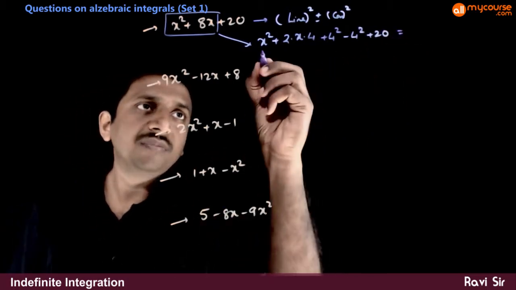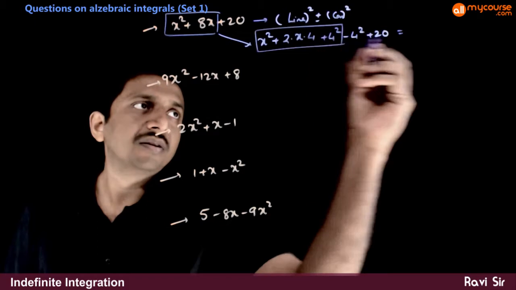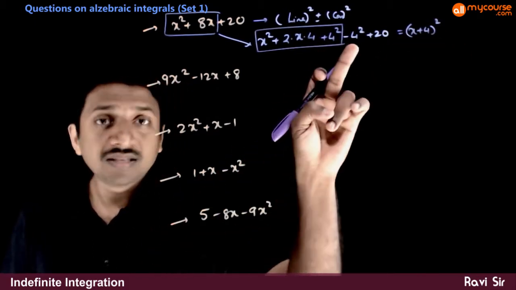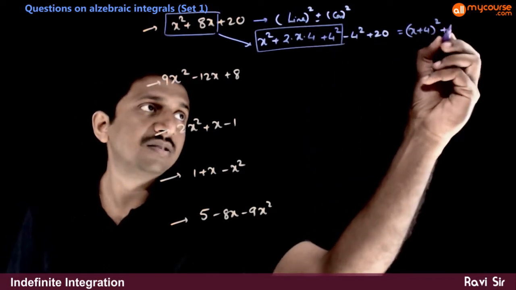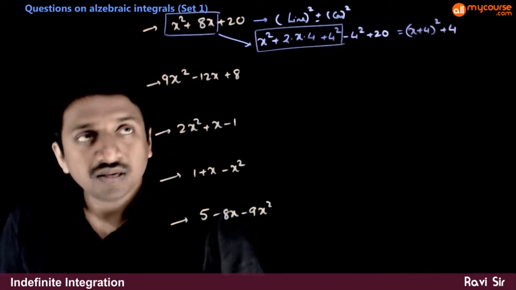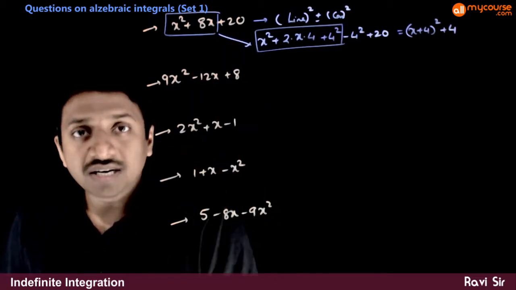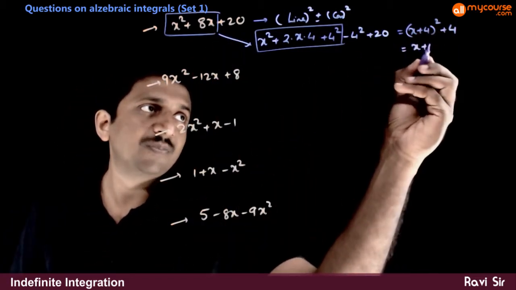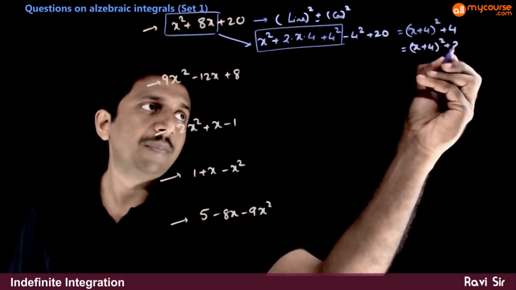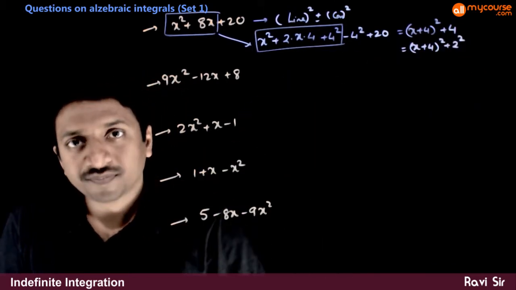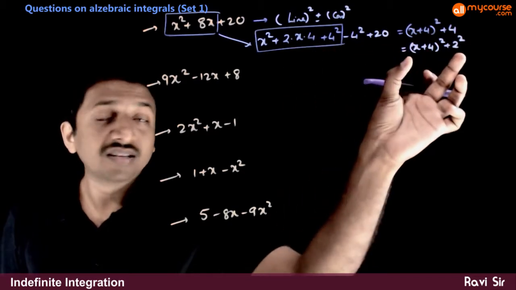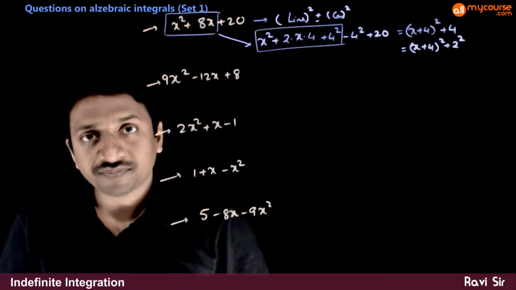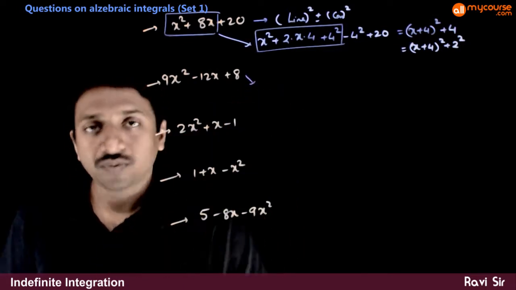So that is equal to, so these 3 terms will become x plus 4 whole square. This is minus 16 plus 20, so this is 4. So x square plus 8x plus 20 can be written as x plus 4 whole square plus 4, that is equal to x plus 4 whole square plus a 2 square. So this is the square form of x square plus 8x plus 20. So if you go to the next question.